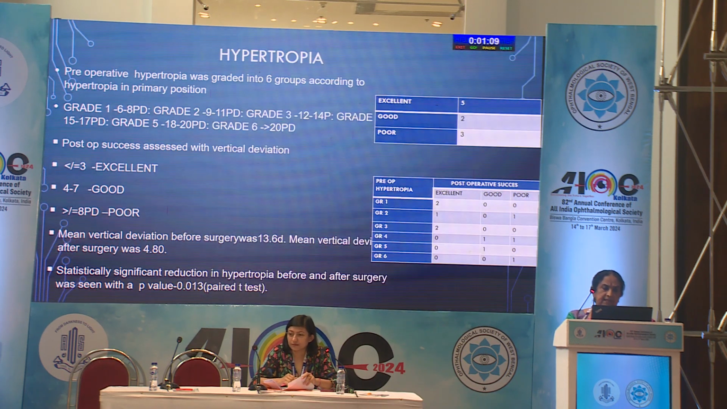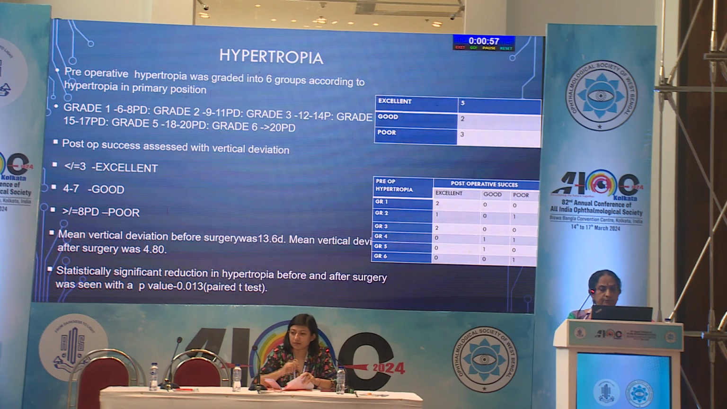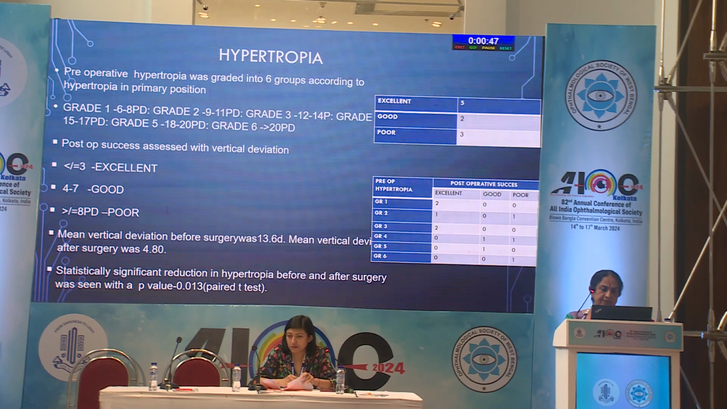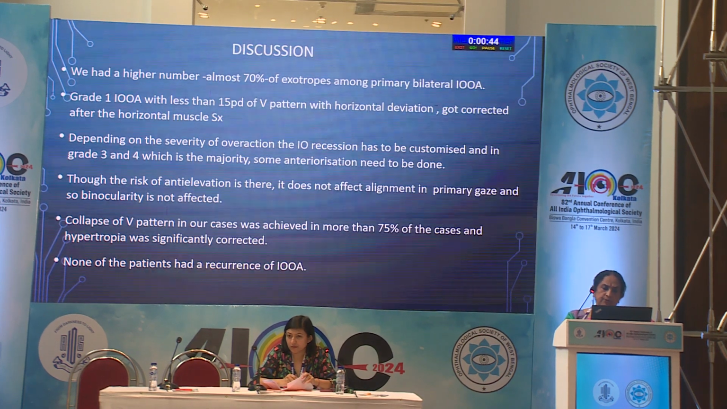Significant reduction in pattern was noted in 17, that is 75%, found to be statistically significant by paired t-test. Preoperative hypertropia was graded into 6 groups, grade 1 to 6. Postoperative success was assessed with vertical deviation. If less than 3 prisms, it was considered excellent, 4 to 7 good, and more than 8 poor. Mean vertical deviation before surgery was 13.6 and after surgery 4.8. It was statistically significant with a p-value of 0.013.